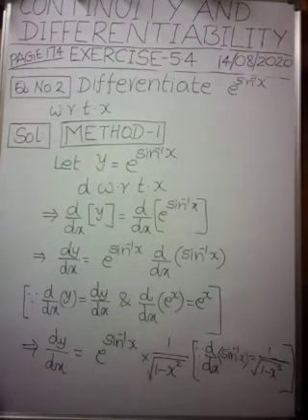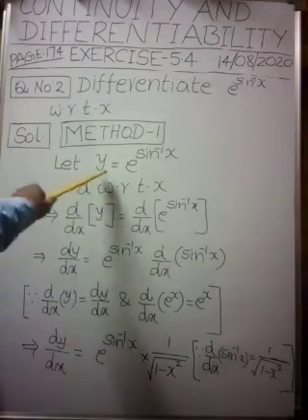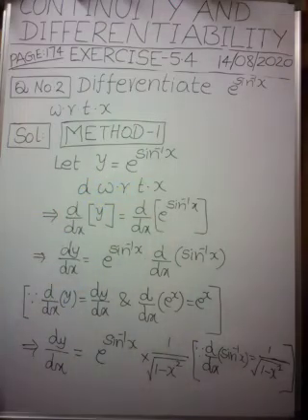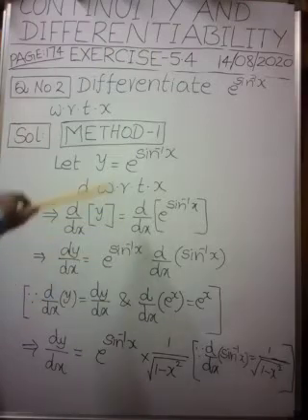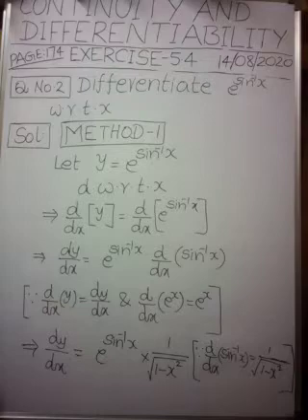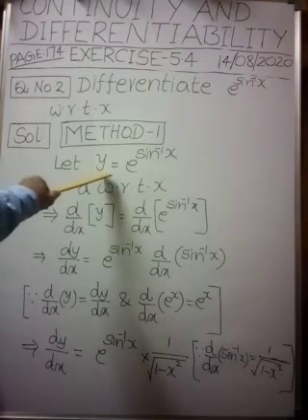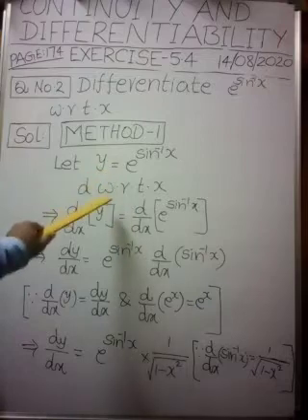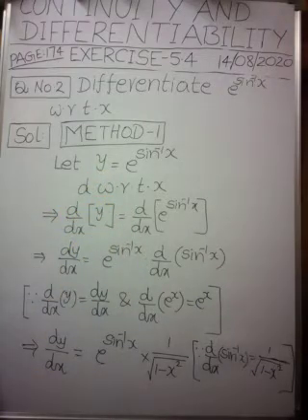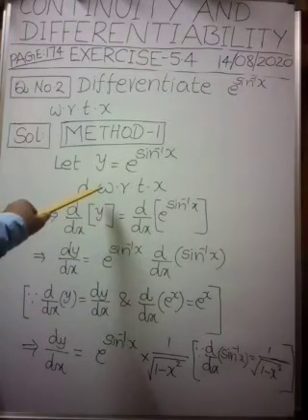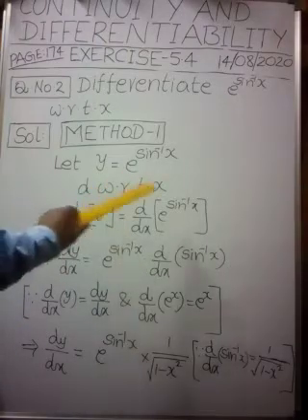Method 1. First method. Let y is equal to e power sin inverse x. You know, the first step is we assume that the given function is y. So, y is equal to e power sin inverse x. In this method, immediately after this step, we start the differentiation part. Okay, my dear children, immediately we take the differentiation on both sides.